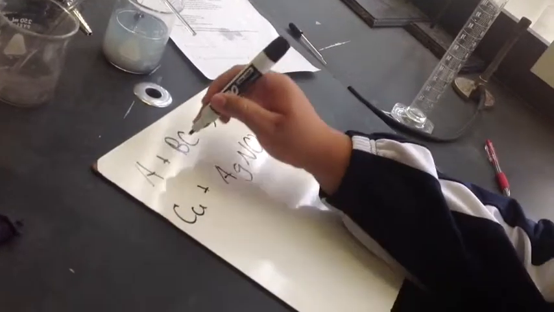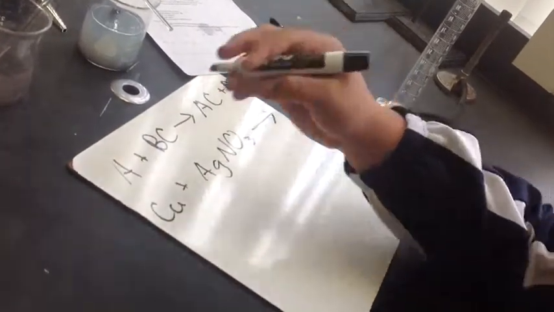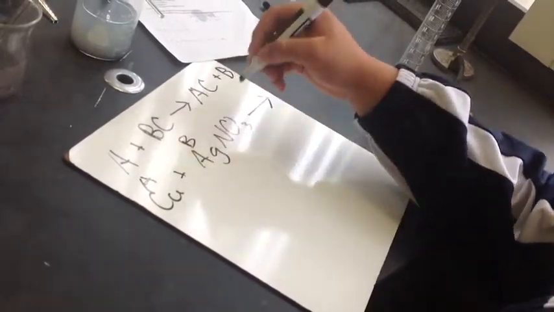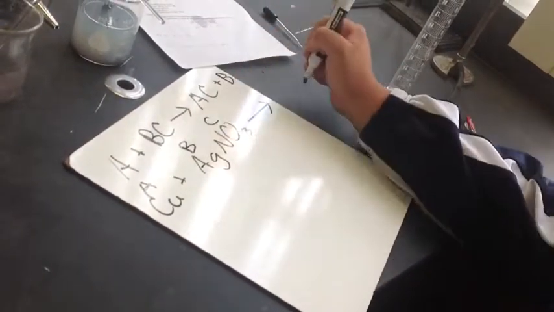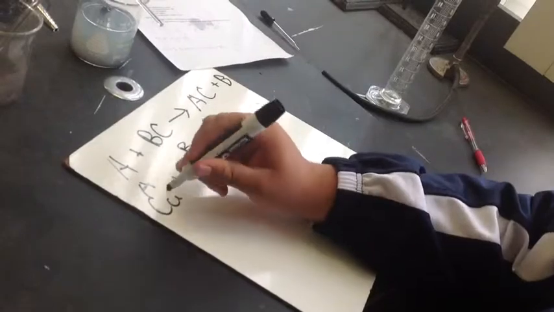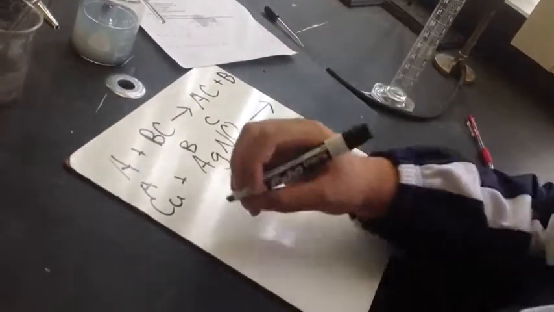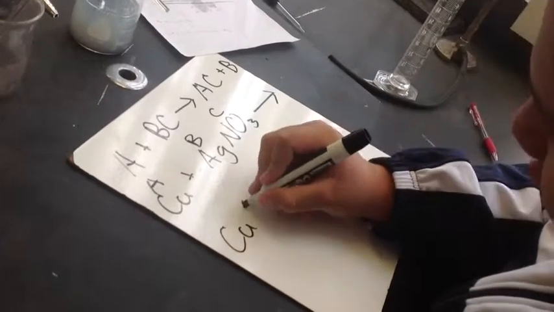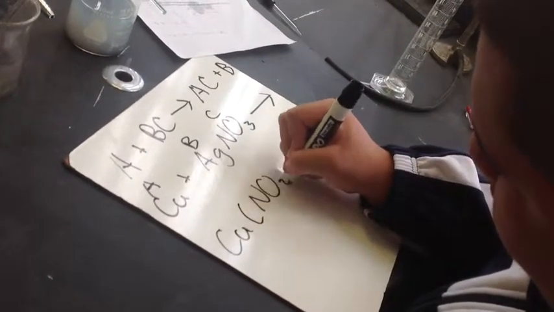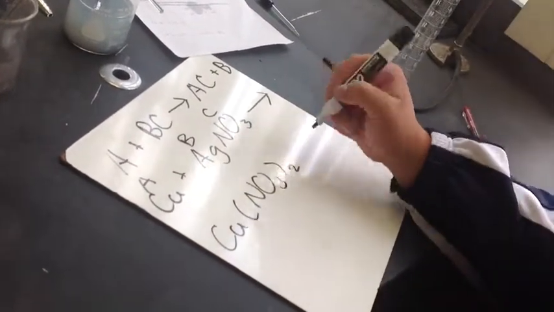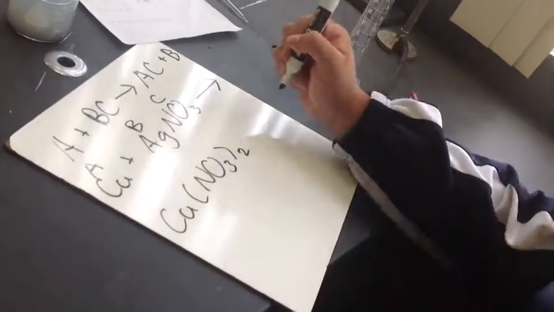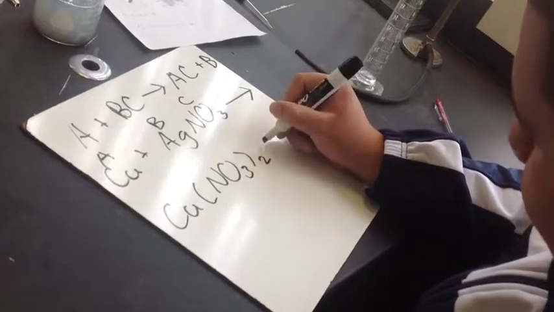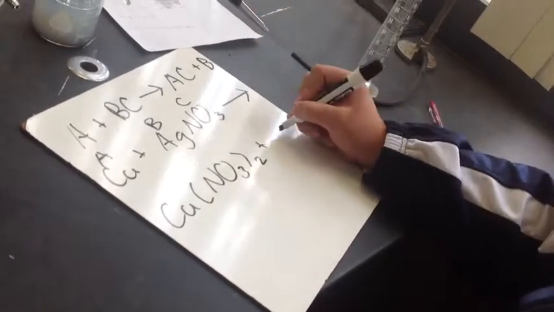By using A plus BC, AC plus B, we know that copper is A, silver is B, and nitrate is C. We combine copper and nitrate to form copper nitrate, which would be Cu(NO3)2. We put a 2 right here because copper has a charge of 2. The second product was, of course, silver, which is going to be Ag.